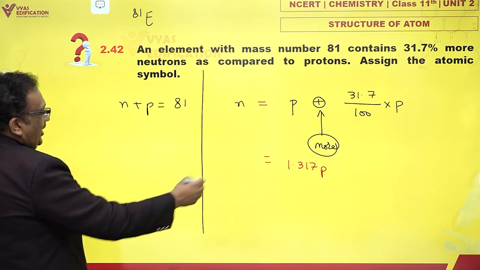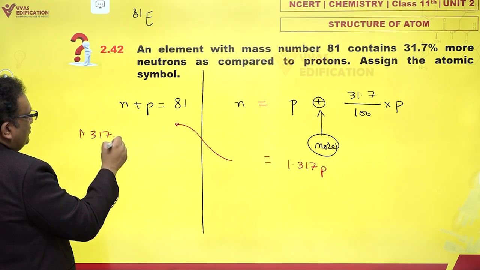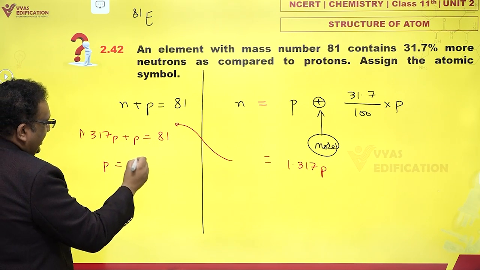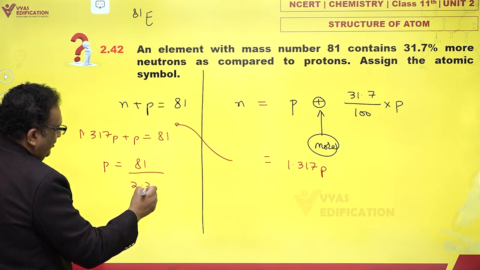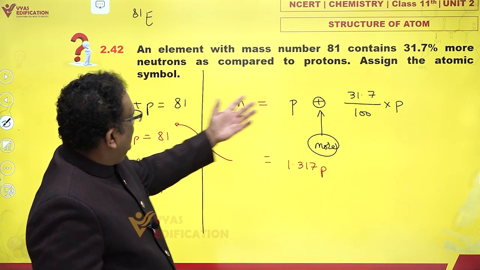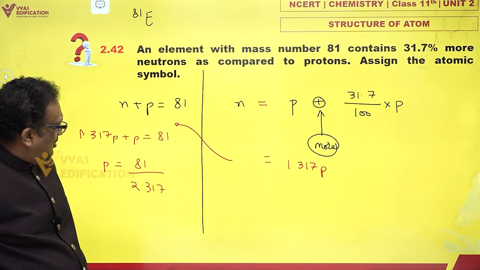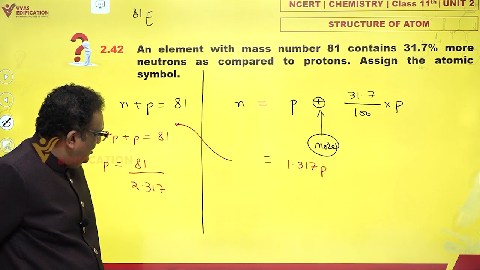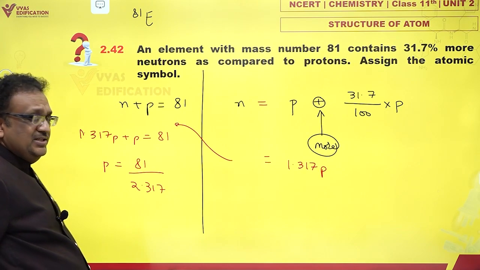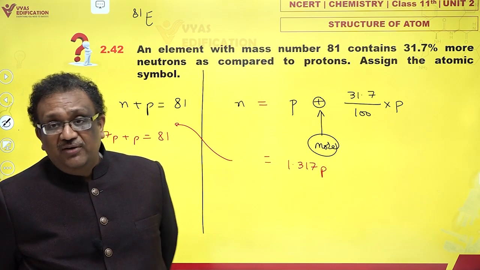Wow. And I have an equation. I'll use that. 1.317 times protons plus protons is 81. So protons is 81 divided by 2.317. I solve this, and I get the atomic number. Can I get that? Well, it seems I can. How do I solve this? Well, it is just a piece of dirty maths. I can say you divide and get this. But the students say, we don't know how to divide such dirty numbers and we need a calculator.